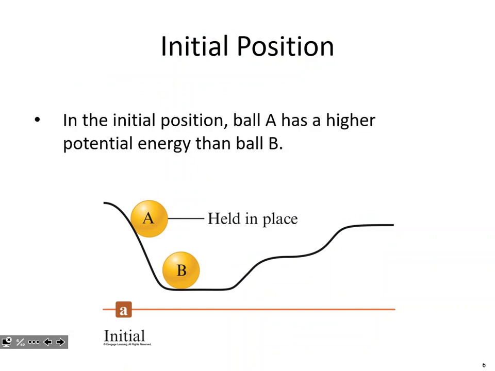Now, this is what most people think of when they're thinking of potential energy. Initial position of the ball. If it's higher, it's held in place. The top of the roller coaster kind of idea, that it has a lot of potential energy. In this case, ball A would have higher potential energy than ball B.